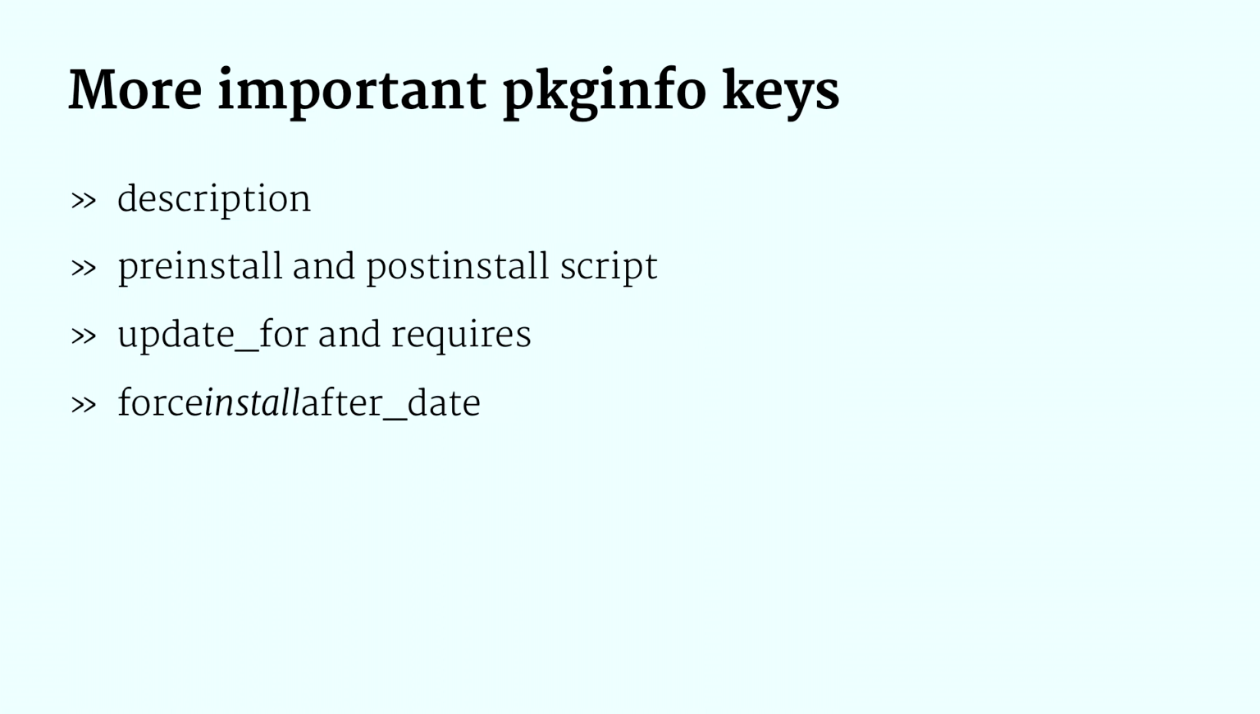Force install after date is one that I mentioned to the question about Apple updates earlier. You do have the ability to do carrot and stick with Munki. The carrot is just that Managed Software Center pop-up, and the stick is force install after date. You can set a date and time. It'll just evaluate in the user's local time to say, you must do this update by such and such date and time.